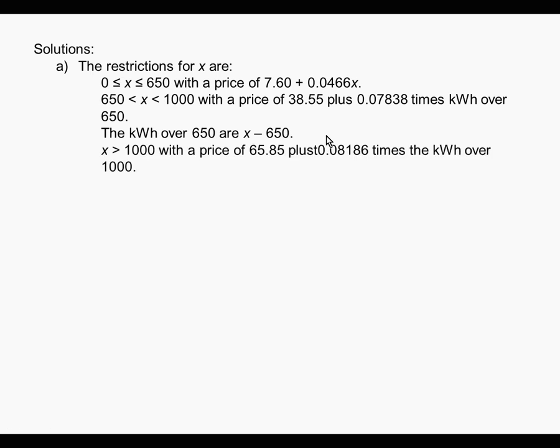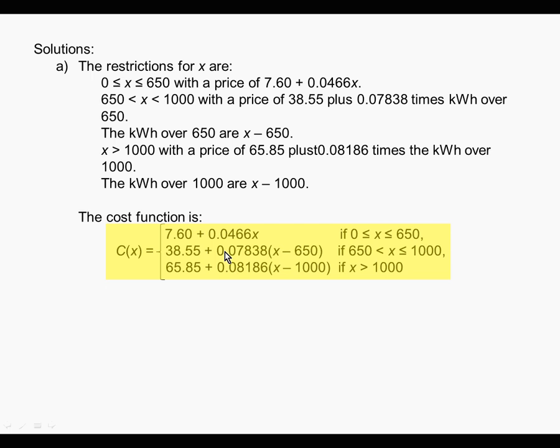The next one was x greater than 1,000. Again, the previous one should be x less than or equal to 1,000, which is the way we entered it. With a price of 65.85 plus 0.08186 times kilowatt hours over 1,000. Remember, kilowatt hours over 1,000 is x minus 1,000. So there's our formula. There's our piecewise function. So that's the answer to part A. That's our piecewise function. Now I've already entered it into the calculator.